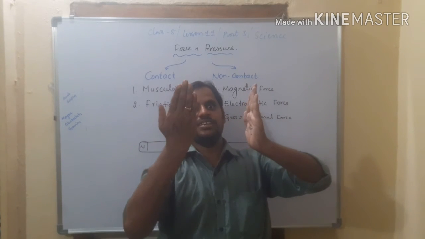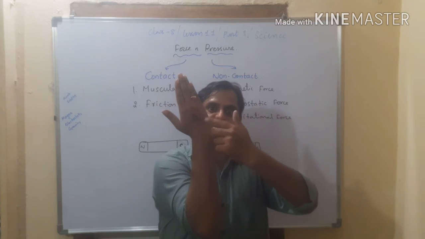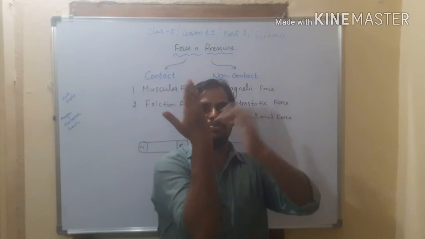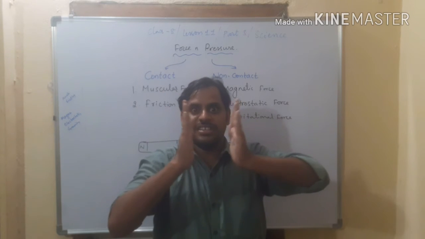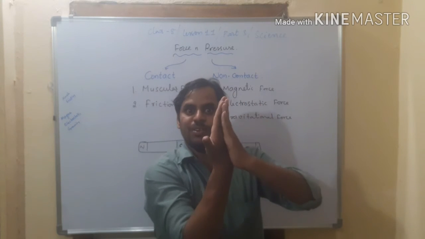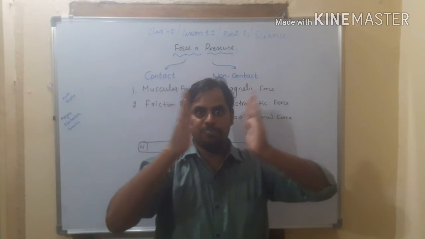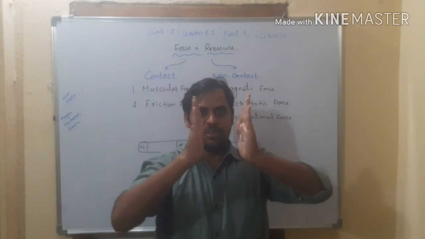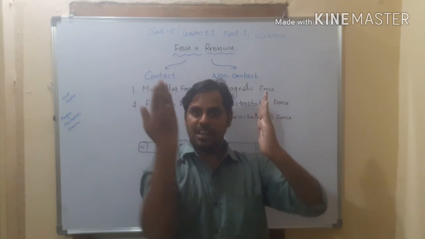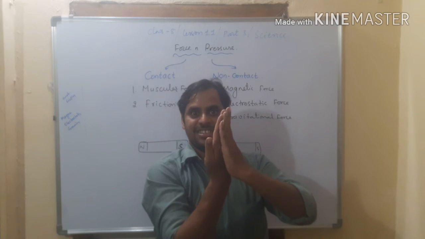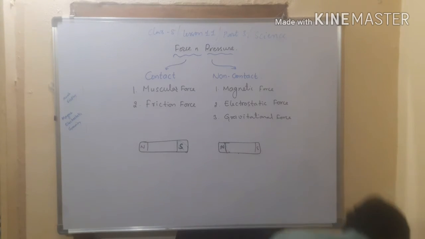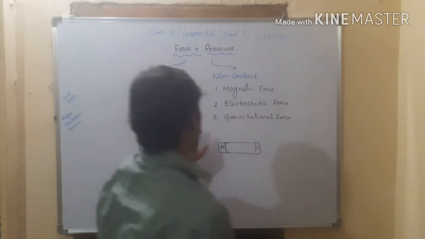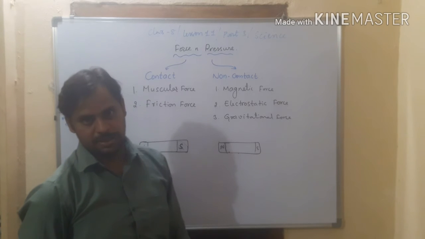Whereas if I turn the magnet, this is north pole and it is south pole. Opposite poles attract. Same poles never attract, they repulse, and opposite poles attract. Right? So like this, there is an attraction force between the magnets and we call it magnetic force.